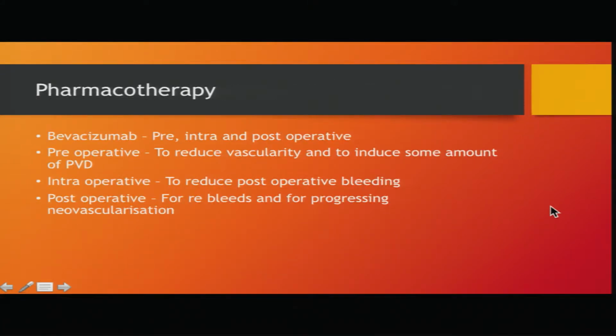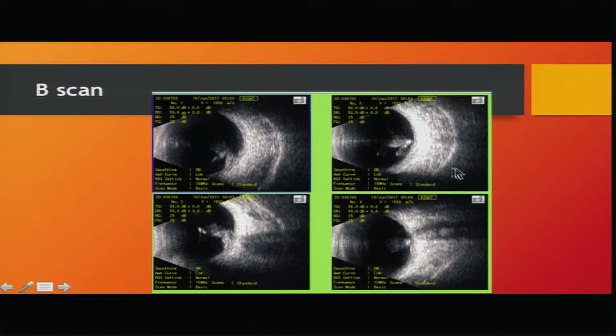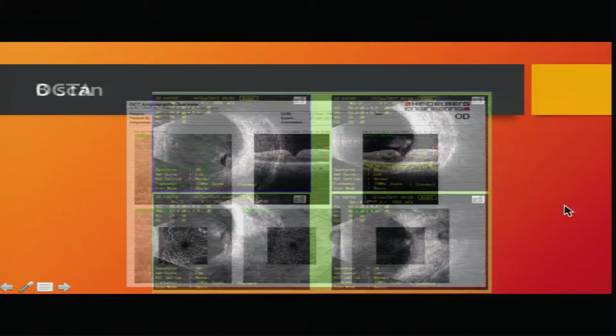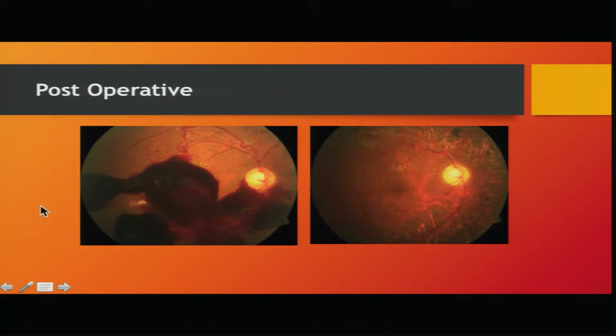In many of these cases we use intraoperative Avastin to prevent the rebleed. This is one case which had a pre-retinal hemorrhage, operated in the right eye. This is a B scan showing dense pre-retinal hemorrhage. There was no PVD in the B scan, so we have to start from the center. This is the pre-op and post-operative picture. He gained very good vision, 6/9.